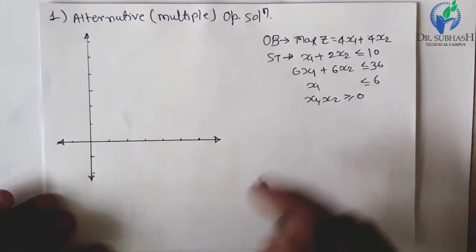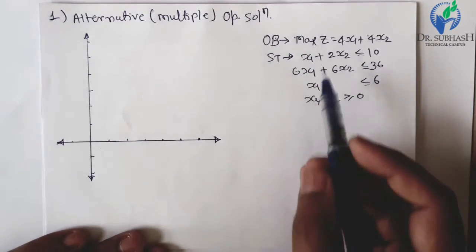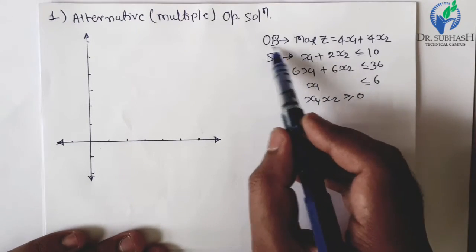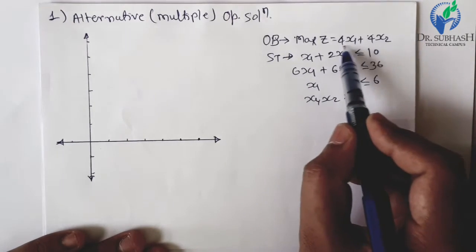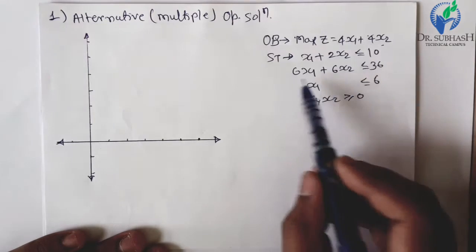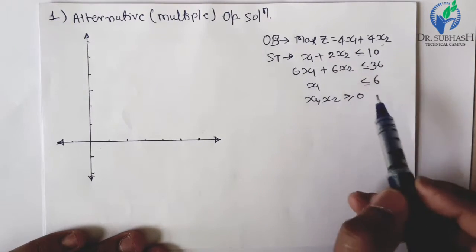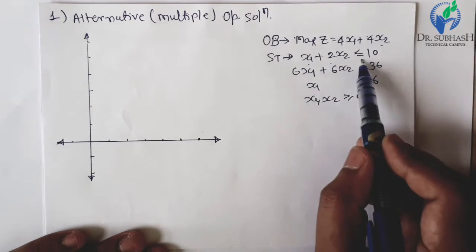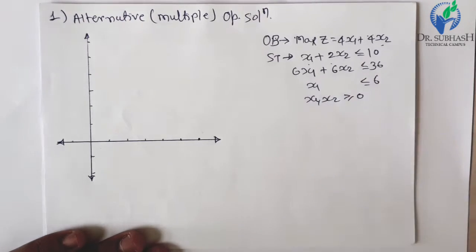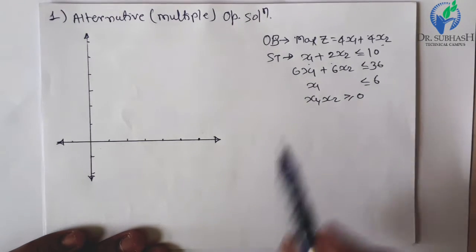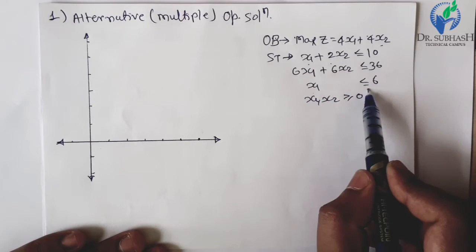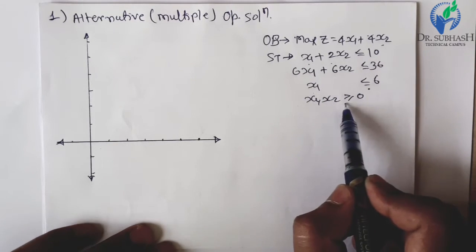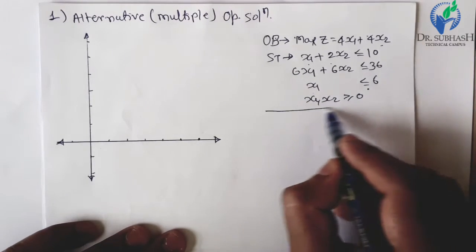This is an alternative multiple optimal solution. Let's see with the help of an example. This is the objective function: maximize z equal to 4x1 plus 4x2, subject to constraints. There are three constraints given here: x1 plus 2x2 less than or equal to 10, 6x1 plus 6x2 less than or equal to 36, then x1 is less than or equal to 6, and lastly the non-negativity constraint x1, x2 greater than or equal to 0.